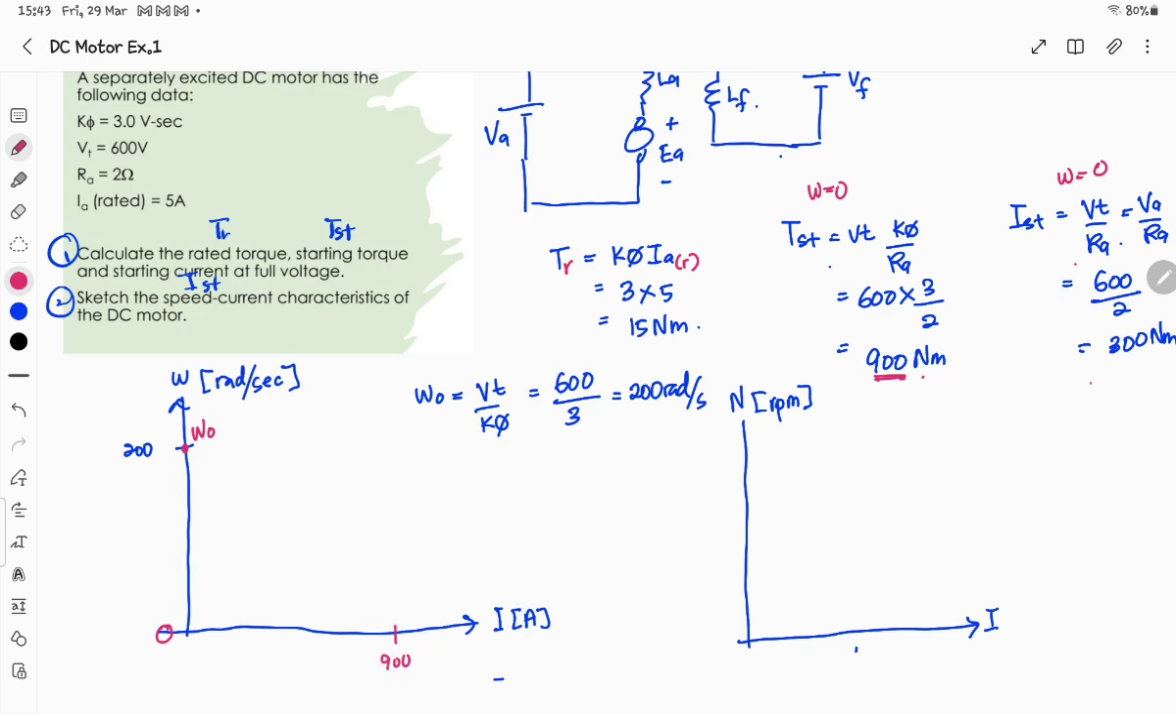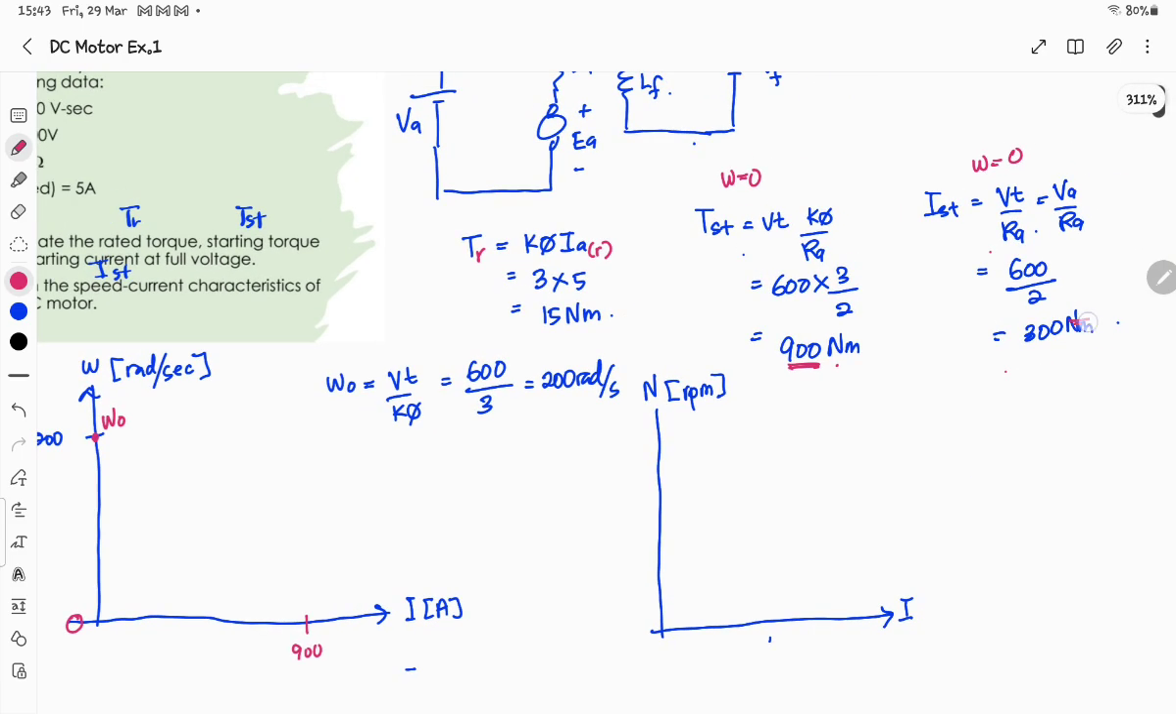Oh sorry, this one is current. So current, we take current. Sorry, this one is not Newton meter, this one is ampere. Okay, so this one is current, it's 300 ampere. And next, we can just draw a straight line from the no load speed to the maximum current. Okay, assume that this is 300 point.